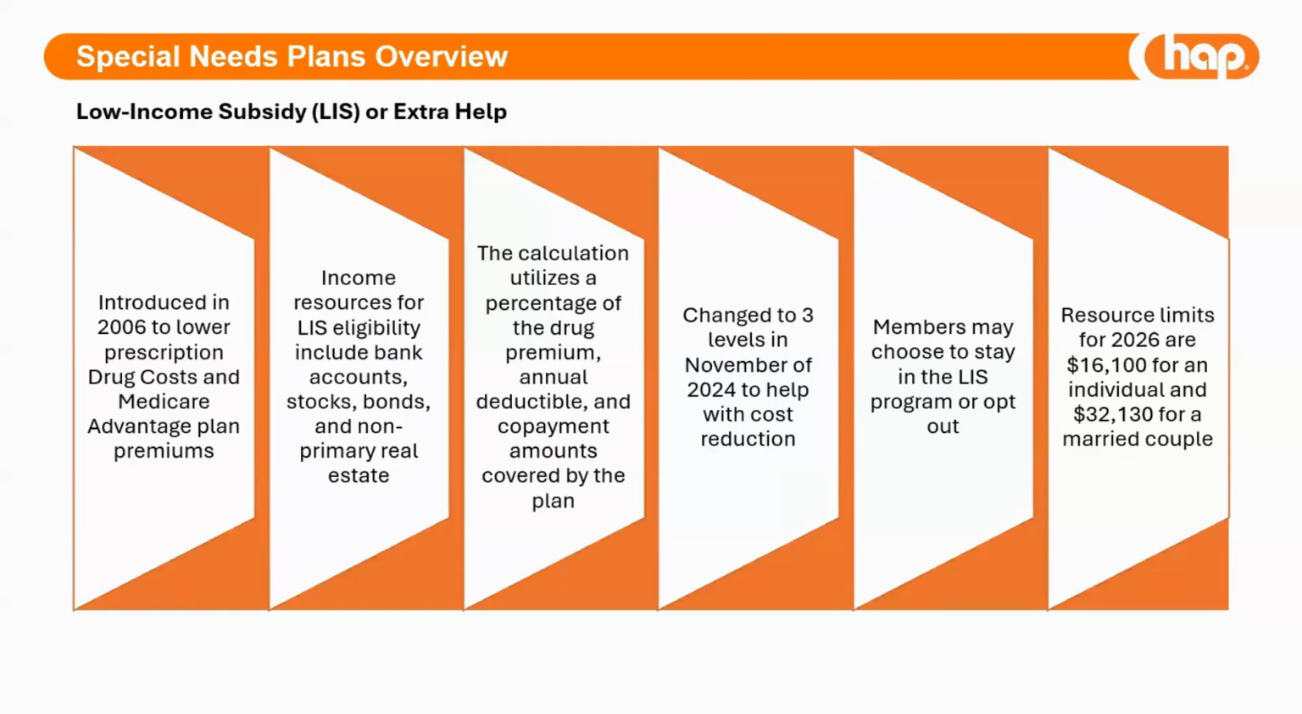In October 2024, there were 4 levels, and then that changed to 3 levels. CMS did send out communication informing people, hey, there are now 3 levels of LIS. Please let us know if you wish to opt in. If they chose not to opt in, then they were automatically disenrolled from the LIS program and would have to choose a Part D benefit, or they'd have to be in an MAPD.